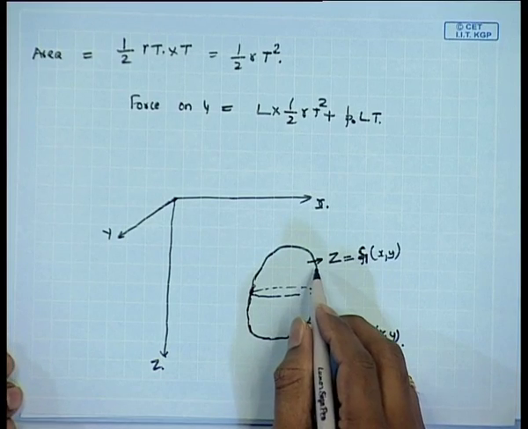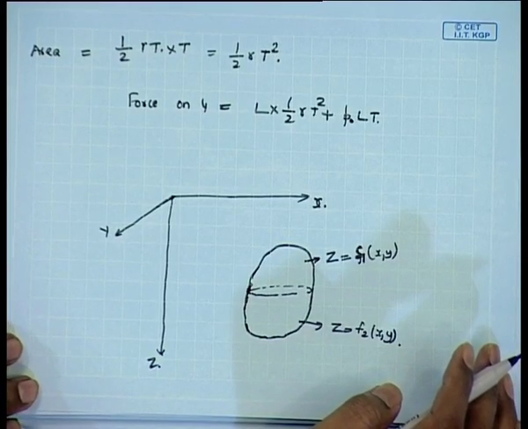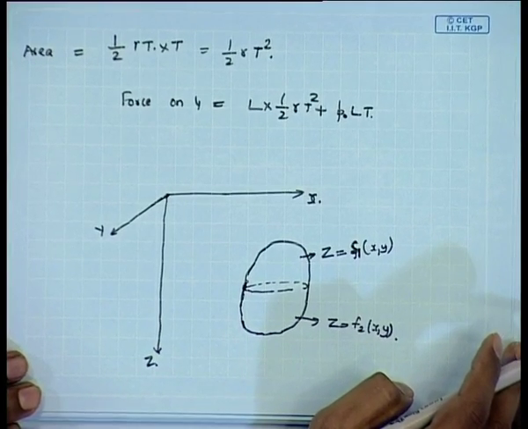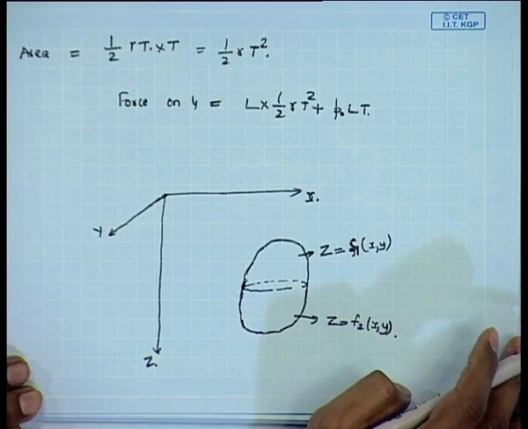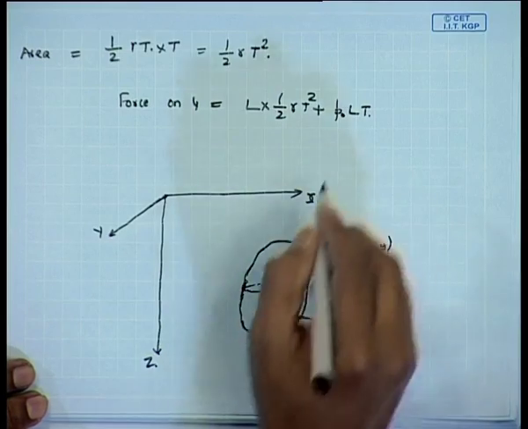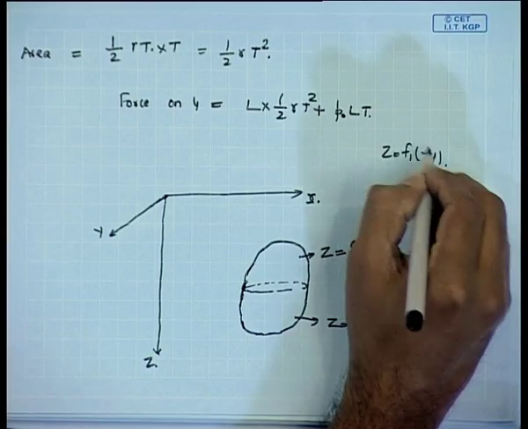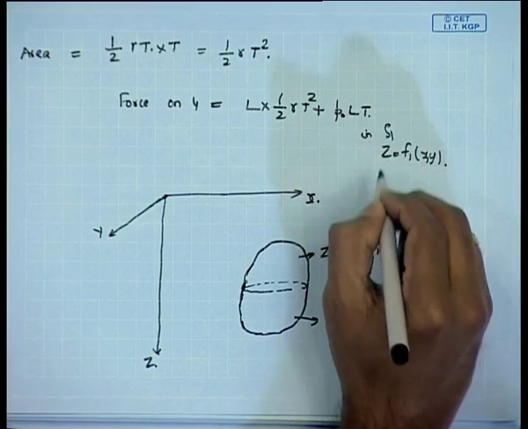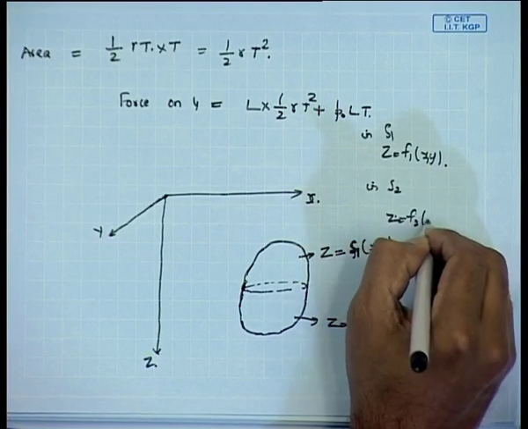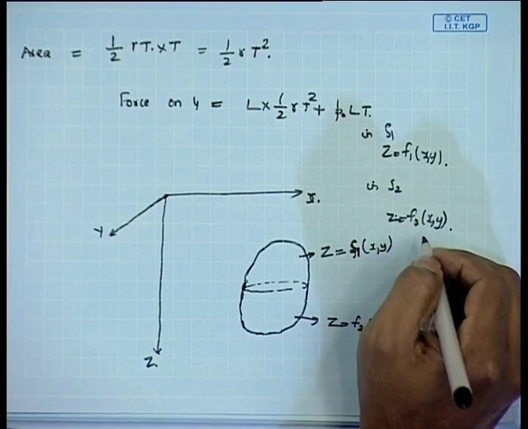The upper part of the surface is defined as Z equals F1 of x and y, and the bottom half is defined by Z equals F2 of x and y. Therefore, Z equals F1 of x and y is the top surface S1. In S2, Z equals F2 of x and y is the basic definition of the surface.